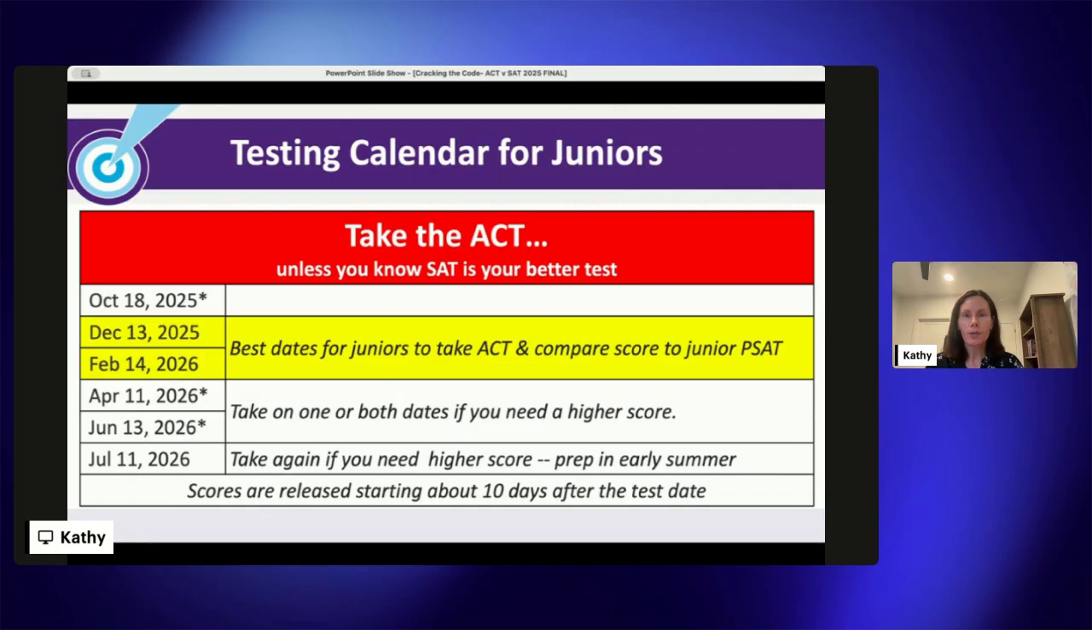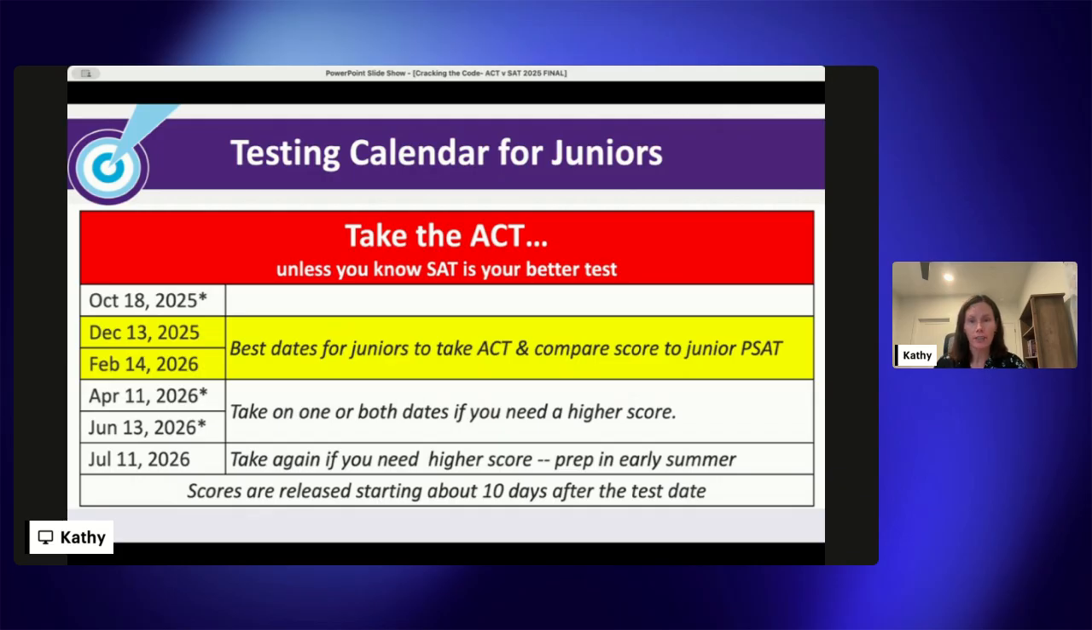Colleges don't see the scores, but it is a really great way for you to prepare for your SAT should you take one spring of your junior year, which many students do. And also gives you that opportunity to have a score in hand. And then if you want to try the ACT, you certainly may. So again, December, February, usually great testing times for juniors to compare that score to the junior year PSAT. And then you've got a few more options into the spring, April, June, and July.